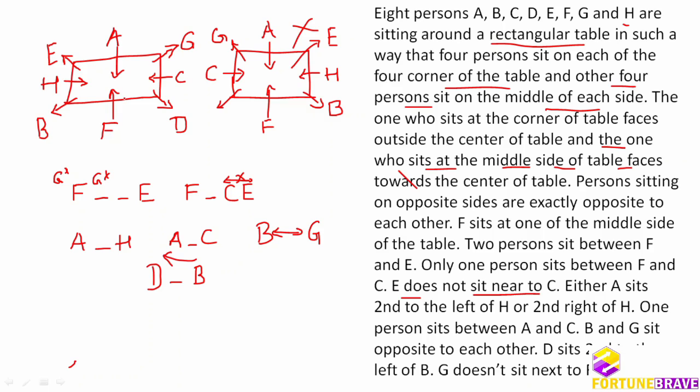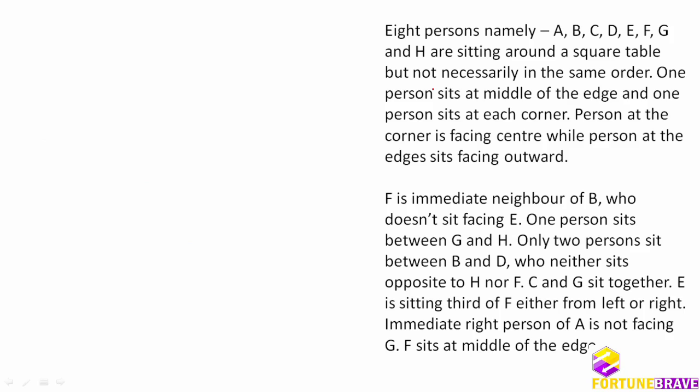Okay. Right, my dear friend. Let us go to the next question now. Let us see this question. Eight persons, namely A, B, C, D to H, are sitting around a square table, but not necessarily in the same order. One person sits at the middle of each edge, and one person sits at each corner. The person at the corner is facing the center.